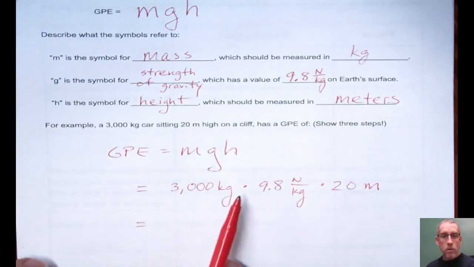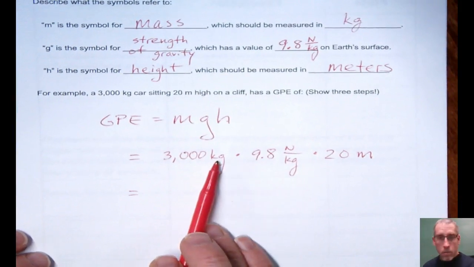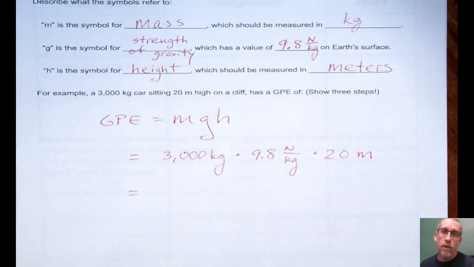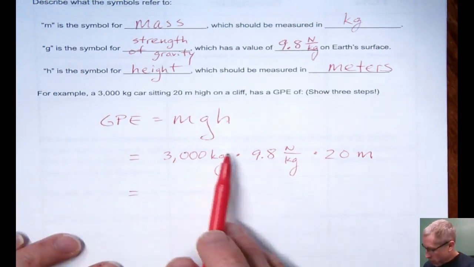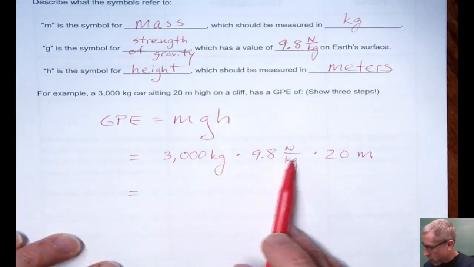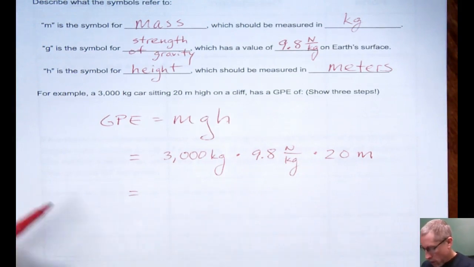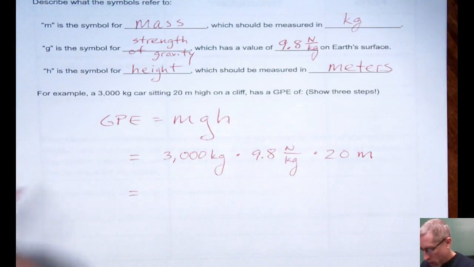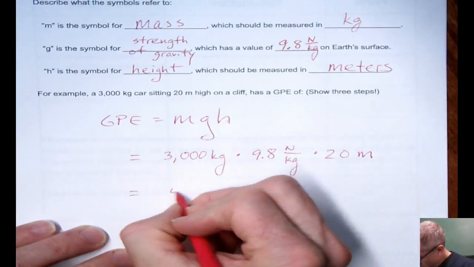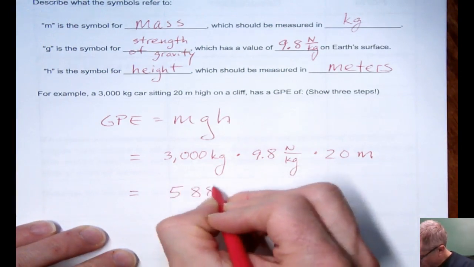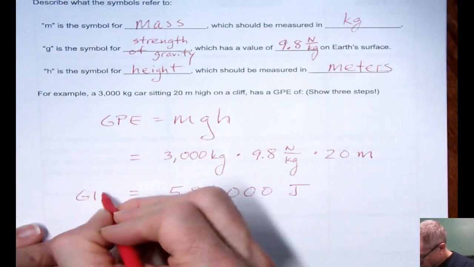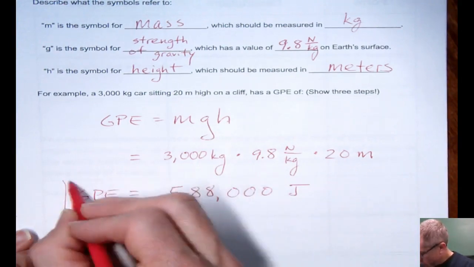See how I put units on all the numbers? Just be careful here, because sometimes you'll have a mass given in grams, and you're going to have to figure out how many kilograms that is. So you've got kilograms, you've got newtons per kilogram, and you've got meters. And then the calculator will take care of the rest. 3,000 times 9.8 times 20 gives you 588,000 joules. That's a lot of energy.